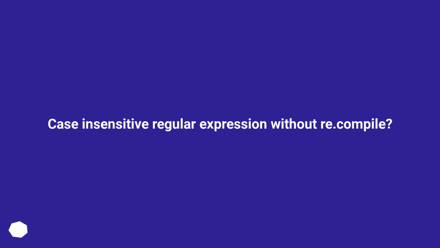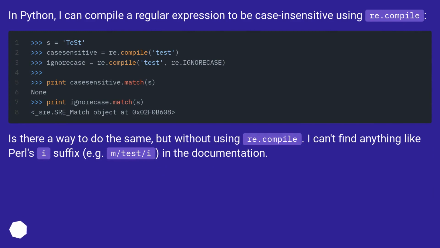Case-insensitive regular expression without re.compile. In Python, I can compile a regular expression to be case-insensitive using re.compile. Is there a way to do the same, but without using re.compile? I can't find anything like Perl's I suffix, for example m/test/I, in the documentation.